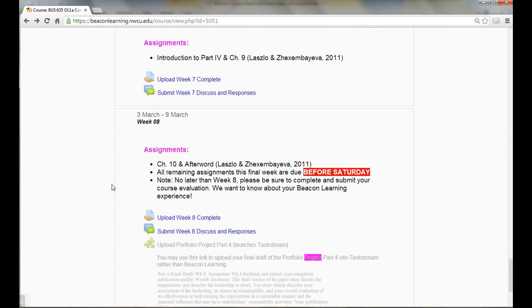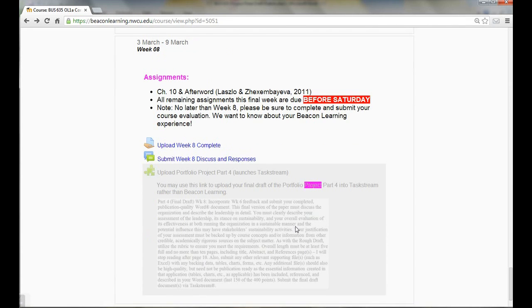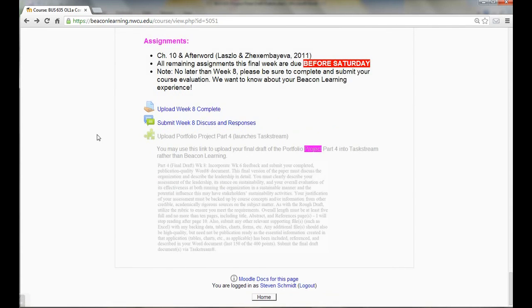I'm going to scroll down to part 8. For those of you that have done this before, you realize that the final gets uploaded to TaskStream. The reason for that is that this is what we call a signature assignment. It's one of the key assignments for our program, and so we track our signature assignments. That's what happens on this TaskStream. I've got it still grayed out, so when you view this in yours, it's going to be grayed out because I haven't yet built the assignment into TaskStream and I haven't yet uploaded the rubric into TaskStream.